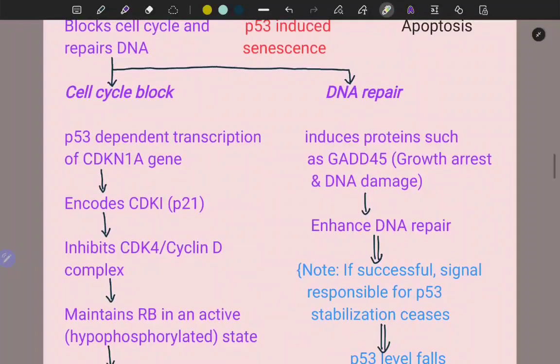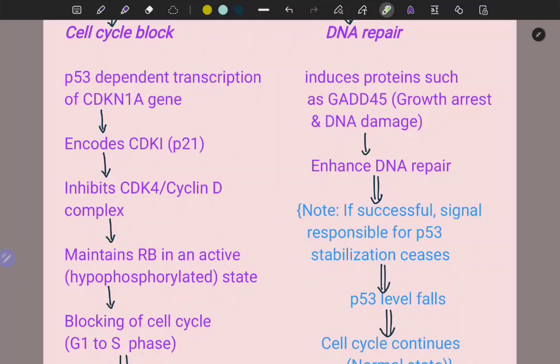And how it does so is that it increases the transcription of a gene known as the CDKN1A gene, and the function of this gene is to encode a protein known as P21 protein. This P21 is a cyclin dependent kinase inhibitor. So it will inhibit the formation of the cyclin dependent kinase 4 and cyclin D complex. And what it will do is it will maintain retinoblastoma in an active or hypophosphorylated state.